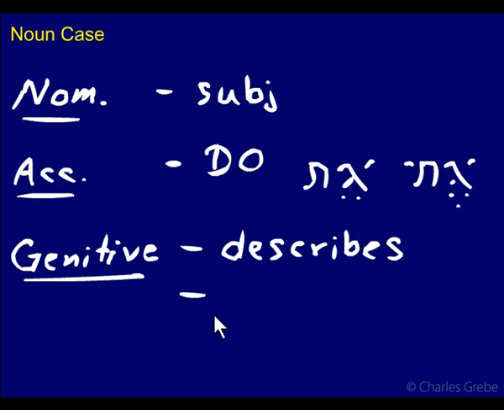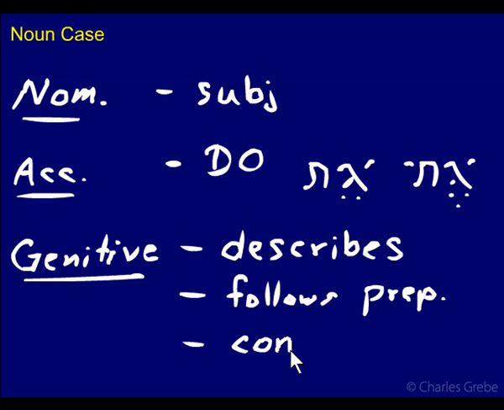Now it's indicated in two ways. One, nouns that follow prepositions are said to be in the genitive. So if a noun follows a preposition, it is said to be in the genitive. And secondly, and this is the one we're going to deal with in this whole chapter, if the noun is in something called a construct relationship, then it is in the genitive.